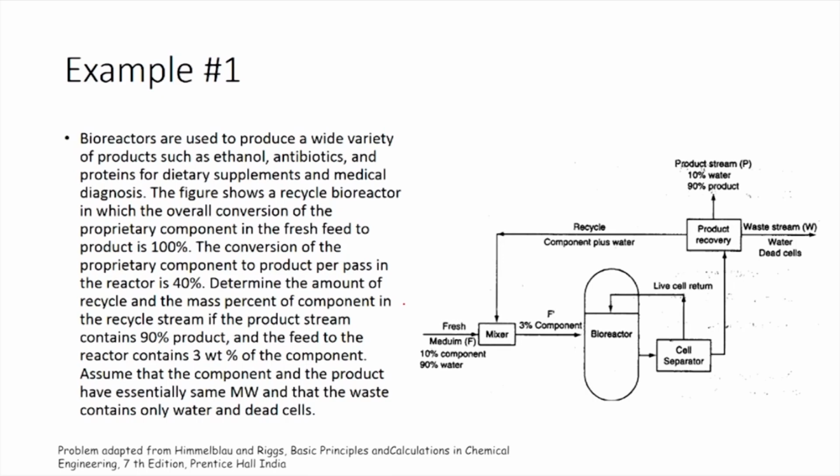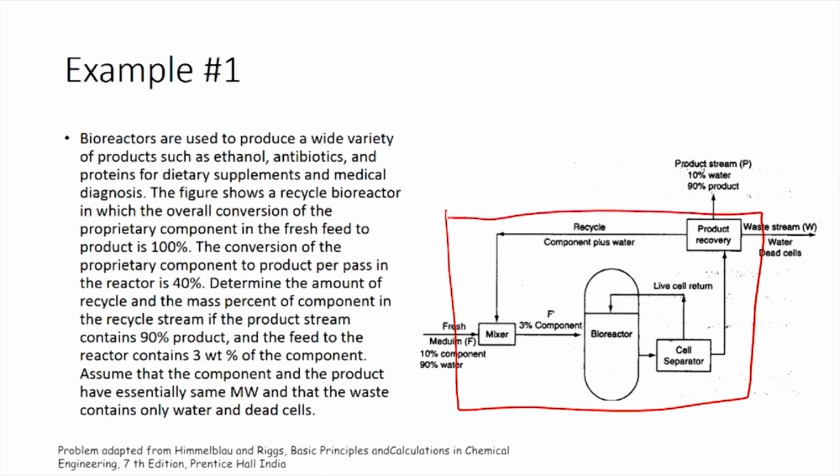So, let us try to convert whatever information we have into this flow sheet. We have been given that the overall conversion for the system is 100%. So, this system which we have chosen, which includes all the components as the overall system, has a conversion of 100% of the proprietary component.